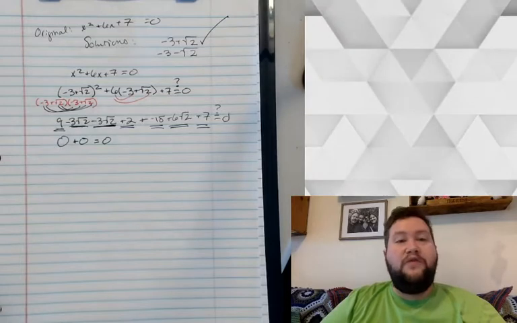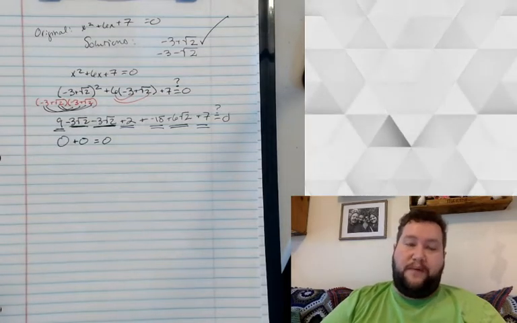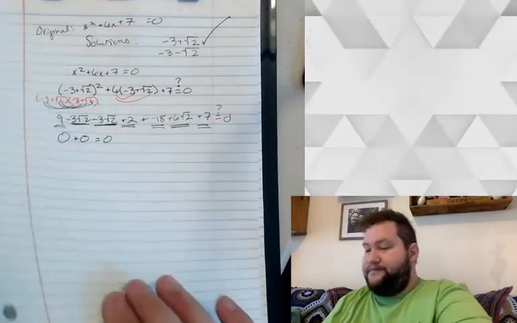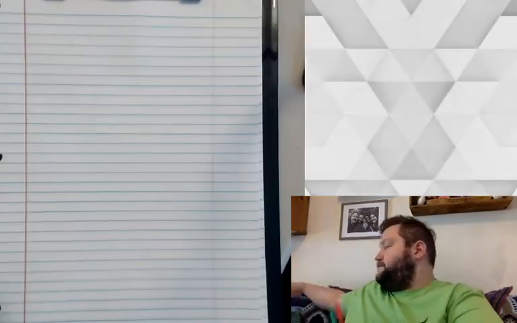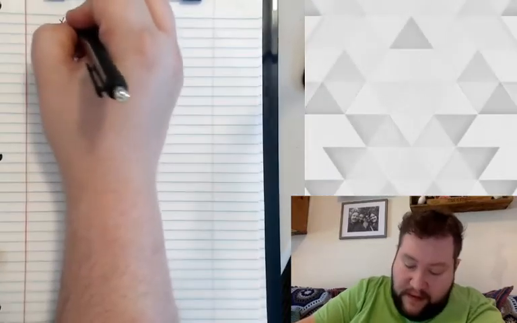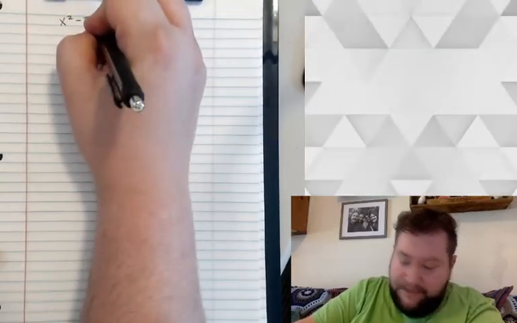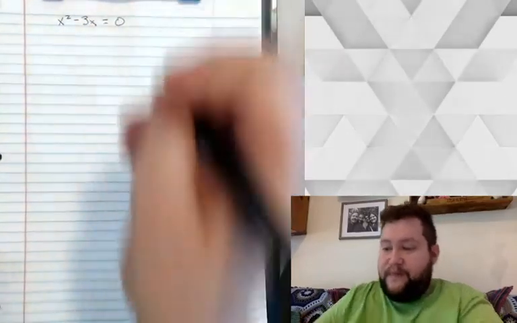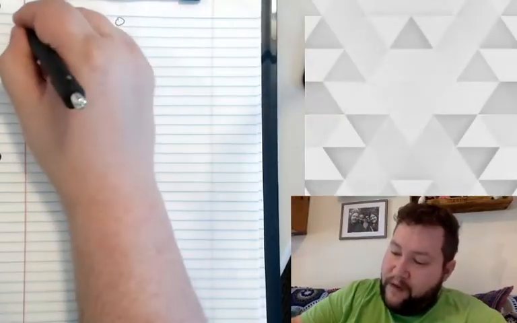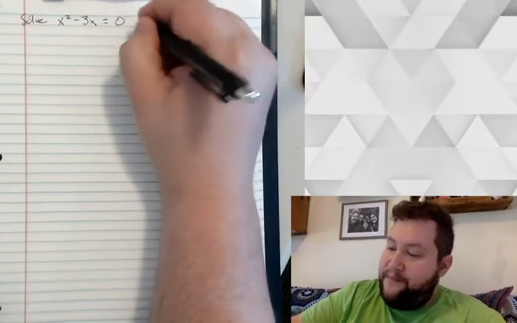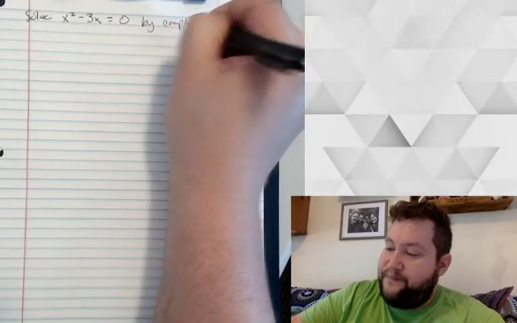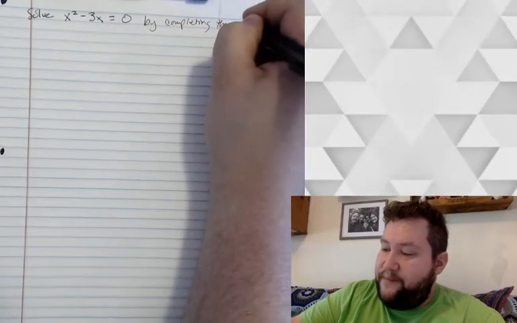And let's go ahead and do one more example. So I'll go to another new page. And what we have here is x squared minus 3x equals 0. So solve that by completing the square.